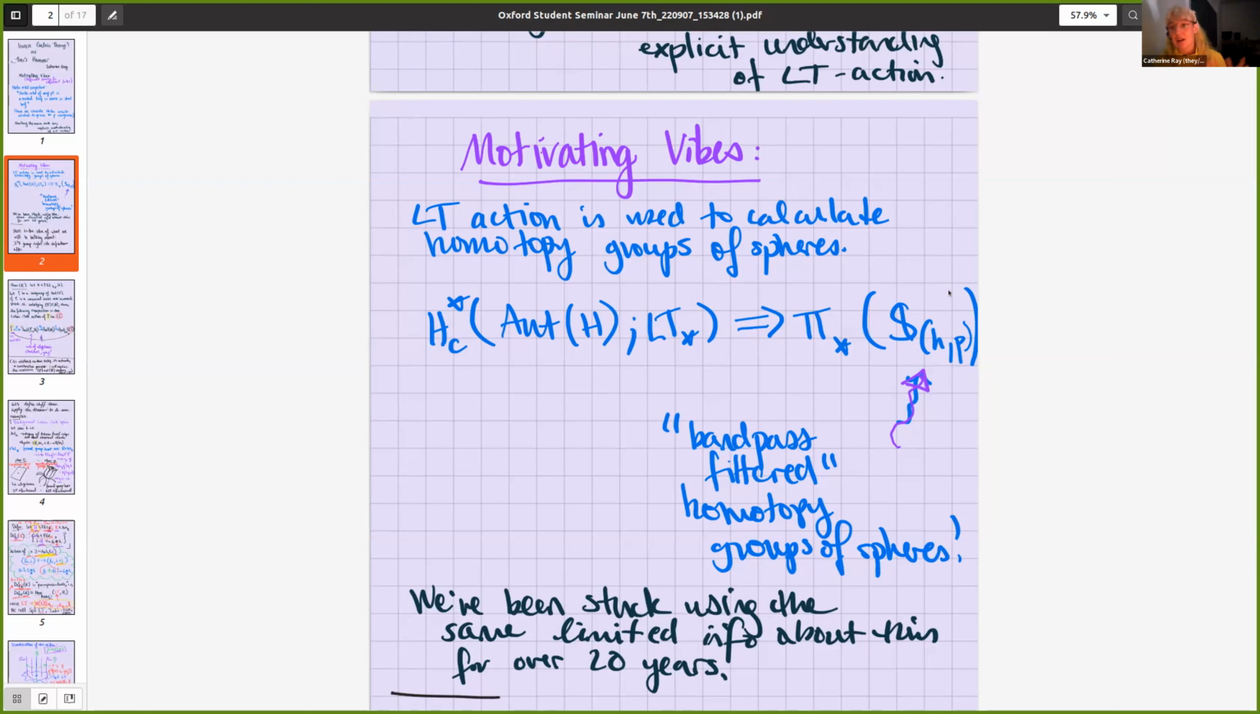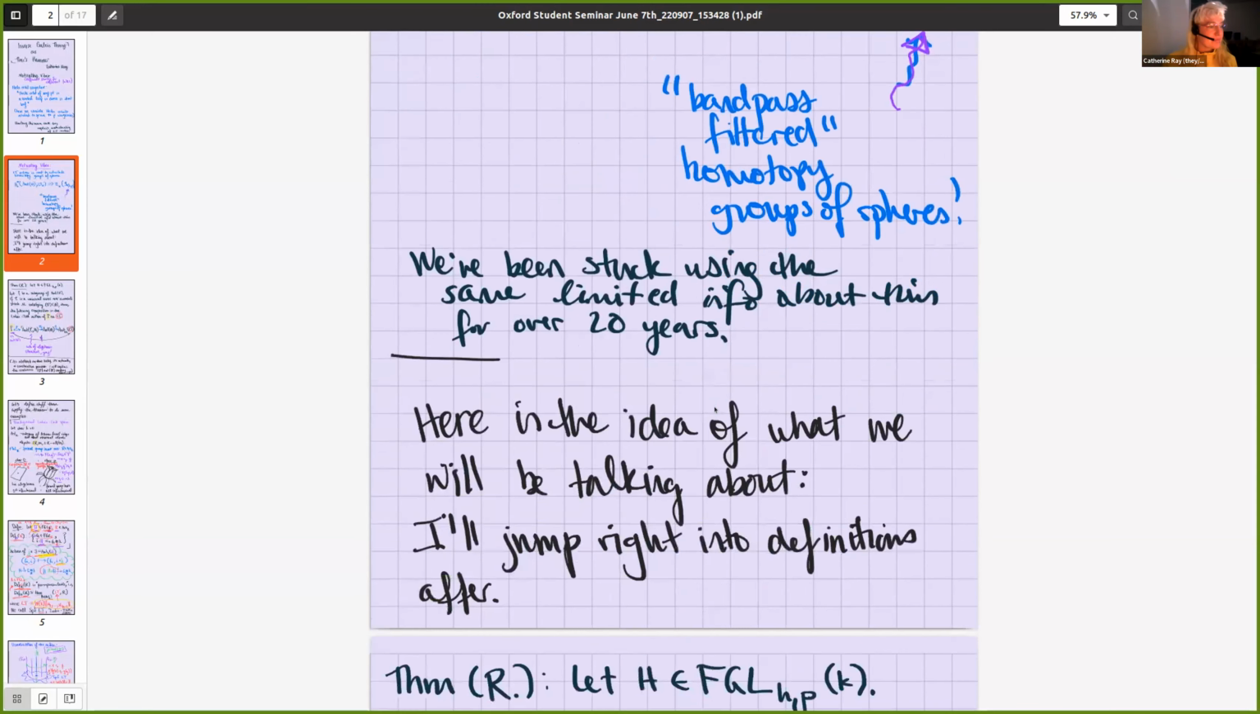and the localization is at what the analog of a prime should be for a space. So the E2 page of this is the group cohomology of the group in the space that I'll be talking about today. And this group action is super mysterious. We've been using the same limited info about this group action for the past 20 years. And now we have more information. Yay! So I'm going to talk more about that.